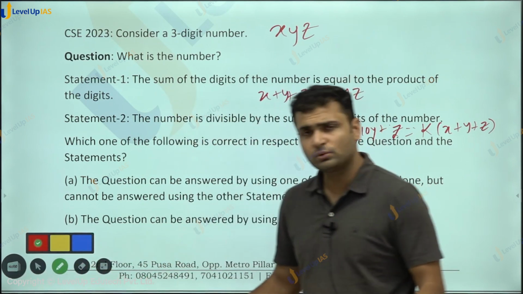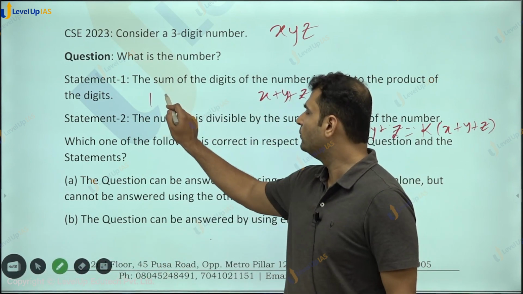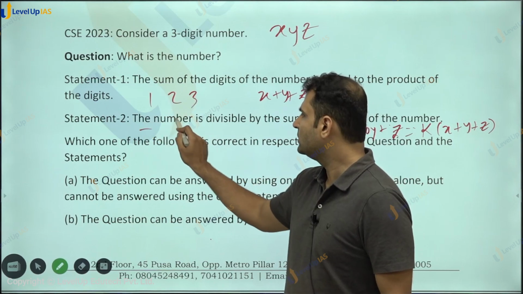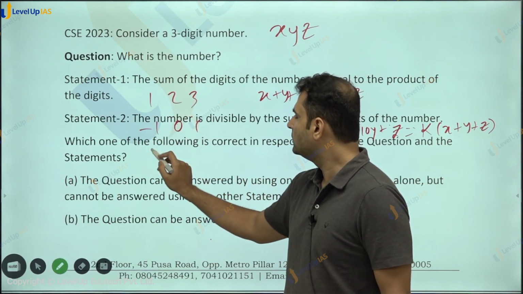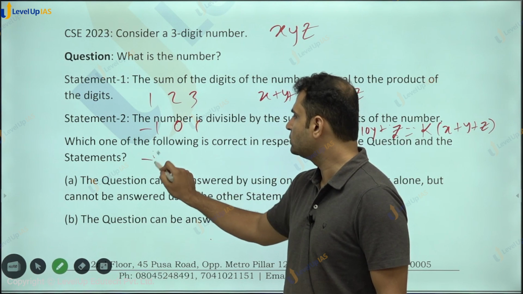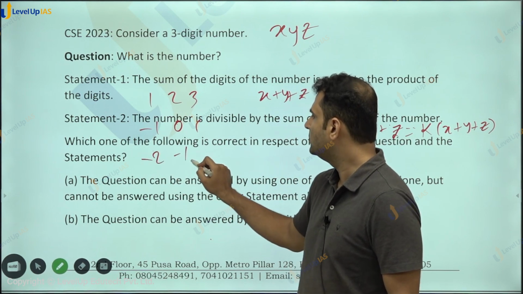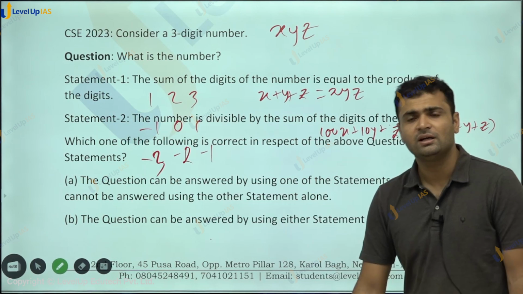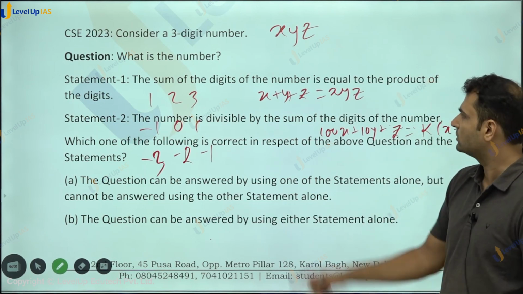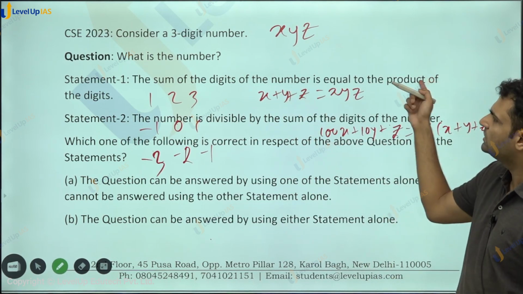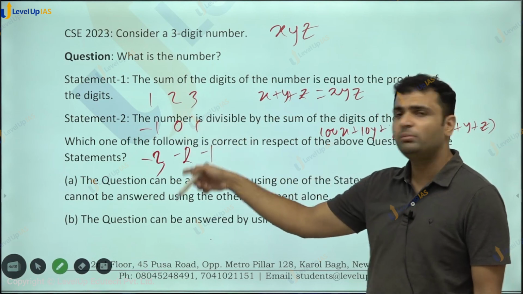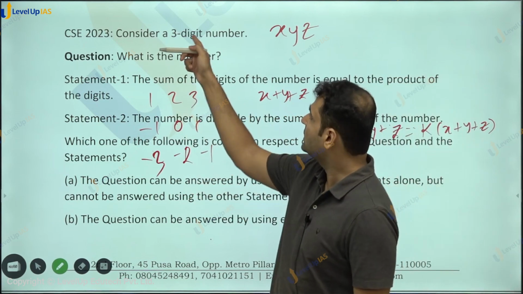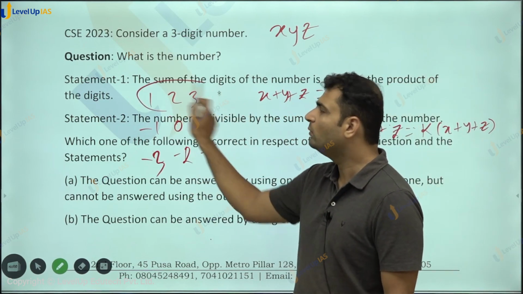So this was a PYQ where only 1, 2, 3, and -1, 0, 1, and -2, -1, -3, -2, -1. Only these 3 pairs are there such that the sum of the digits is equal to their product. So this is the equation: the sum of the digits is equal to the product of the digits. Out of these, since we are talking about digits, only 1, 2, 3 can work.